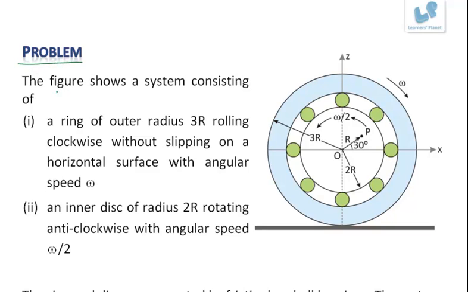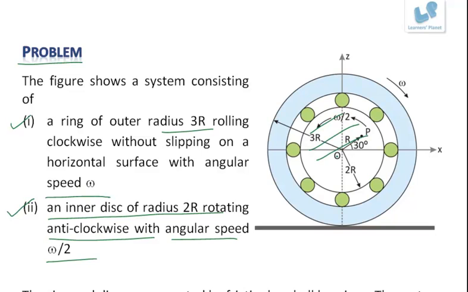Now let us look at the next problem. The figure shows a system consisting of, first, a ring of outer radius 3r rolling clockwise without slipping on the horizontal surface with angular speed omega, and an inner disk of radius 2r rotating anti-clockwise with angular speed omega by 2. So this inner disk is rotating with angular speed omega by 2 with respect to the outer ring, and the outer ring is rolling with angular speed omega in the clockwise direction.